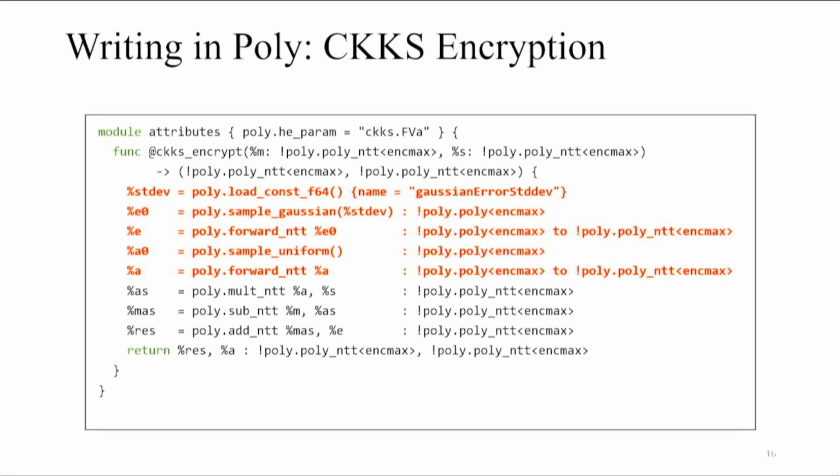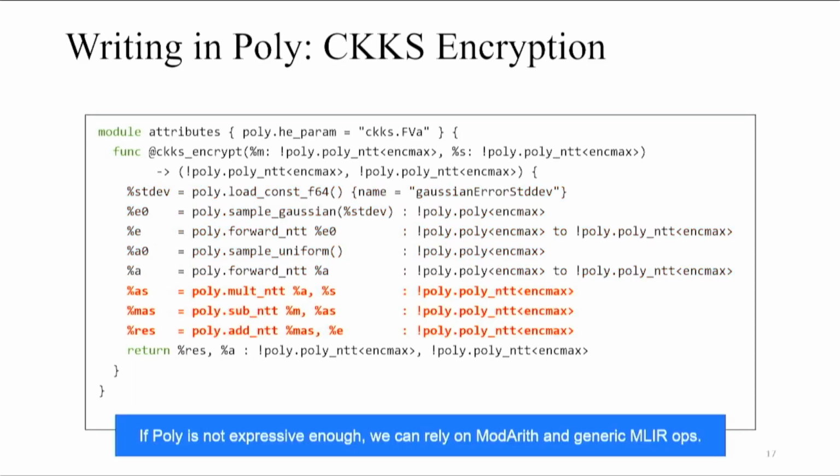And then we can first do the random sampling that is necessary to do encryption, and do the multiplication, subtraction and addition. Like this, we can implement the homomorphic encryption operations using the Poly language. But sometimes the Poly language isn't expressive enough. In this case, we can use the mod RS intermediate language that is not described in this talk. And furthermore, we can also utilize the generic MLIR operations.